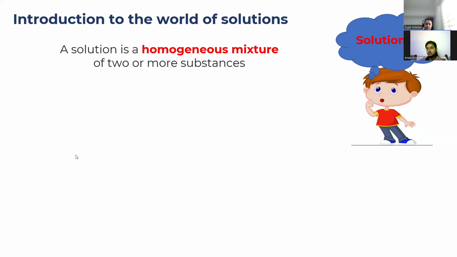Now, solute is the substance which is to be dissolved. And the solvent is the substance which dissolves other substances. Can you understand the difference between these two? The substance which is going to get dissolved is the solute, and the one which is dissolving that solute is called the solvent.